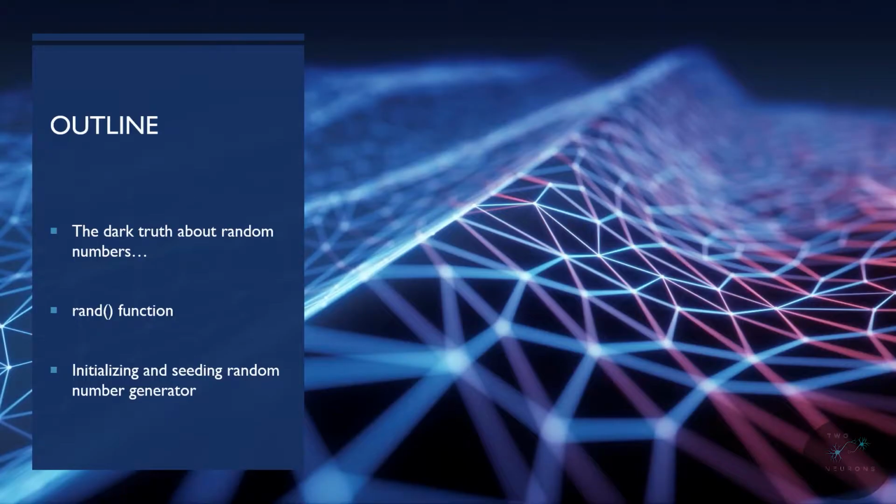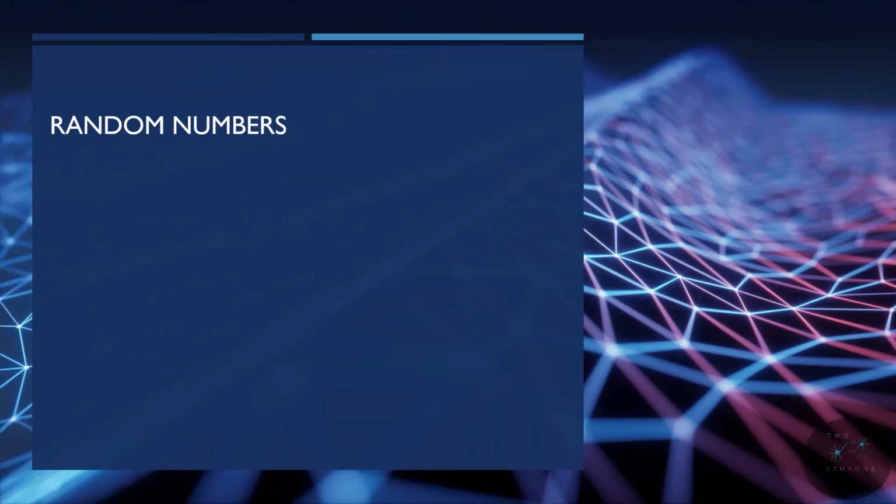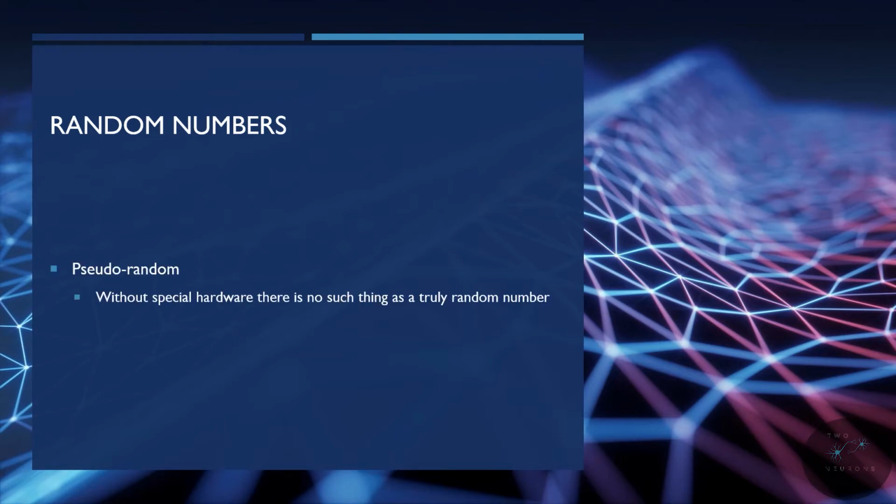In this video, we will go over the dark truth about random numbers, the rand function, and how to initialize and seed our random number generator. So now, the dark truth about random numbers. There is no such thing as a random number. Without special hardware, we can't actually generate truly random numbers. And in fact, this is still debatable. Without quantum computing, and even then, as I said, we're still not sure we can generate truly random numbers.